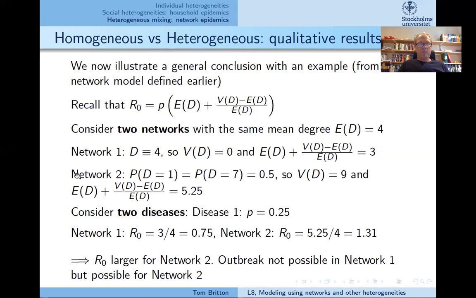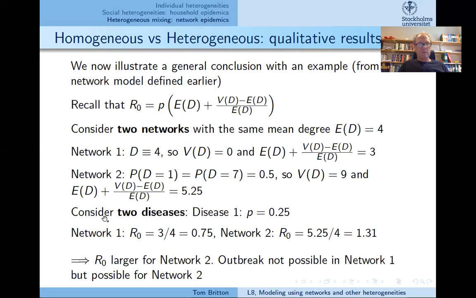And then consider another network, not claiming to be realistic, but anyway, suppose that half of the community have 1 friend and half of the community have 7 friends. So the mean of that is also 4. And what is the standard deviation? Well, the mean is 4, and everyone has a deviation which is either 3 below the mean or 3 above the mean. So the standard deviation is 3, and the variance is hence 9. So then this expression, which is part of the basic reproduction number, equals 5.25.